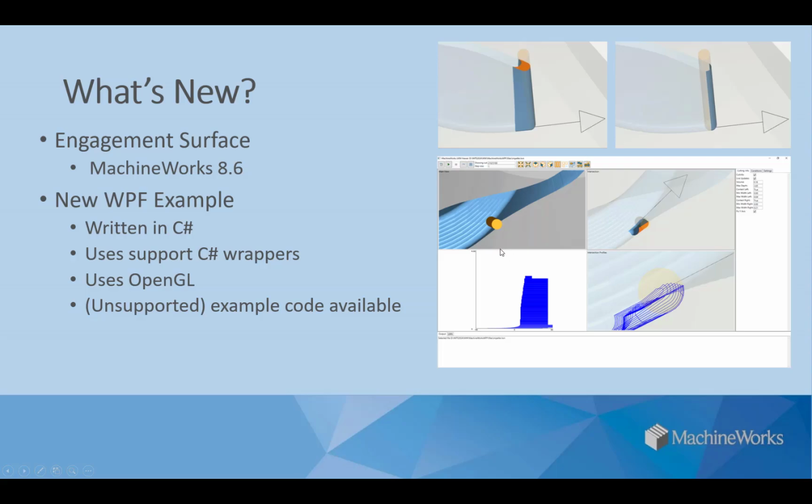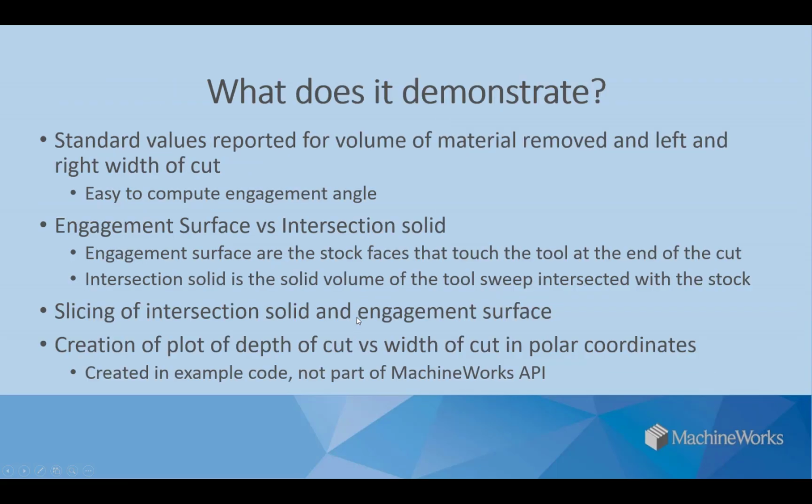The other thing we're going to show you is a new WPF example. It's written in C#. It uses the supported MachineWorks C# wrappers, so there's no C++ CLI or anything like that going on here. And it uses OpenGL, so it shows how you can get OpenGL to peacefully coexist with WPF, which is not always straightforward. And it's available as unsupported example code. So if any of our customers are interested, then just get in touch and we can send that to you.